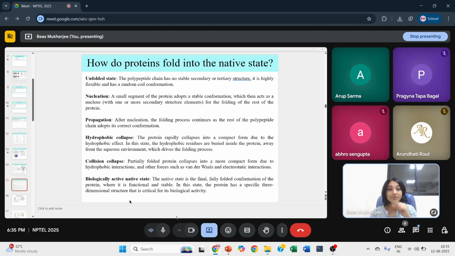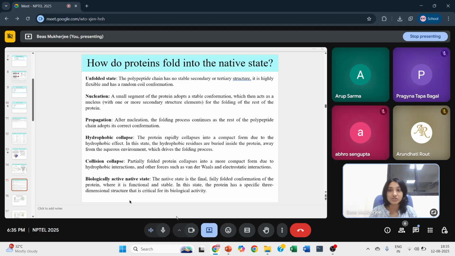Now what happens? Nucleation. Nucleation means a small segment of the protein adopts a native conformation, which then acts as a nucleus with one or more secondary structure elements for the folding of the rest of the protein. So it begins at a small point and then it just keeps on increasing and the rest of the protein gets folded. So that is one of the ways of doing it.